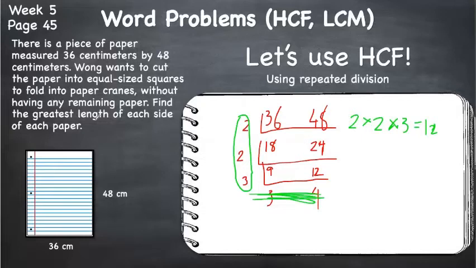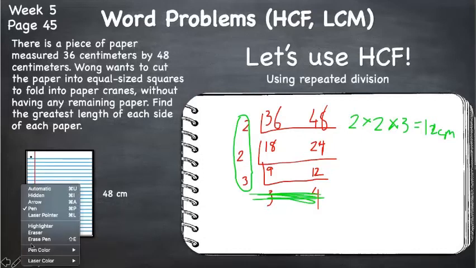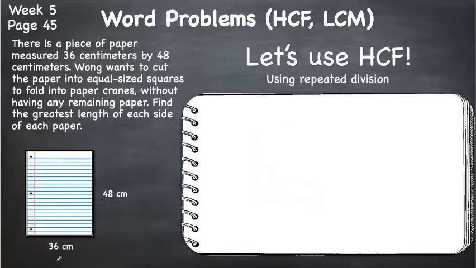The question is, find the greatest length of each side. So that means each side is 12 centimeters. Is that right? That is correct. So if you can see in your example 13, 12 centimeters is the right answer. All right, so let's move on to the next slide.